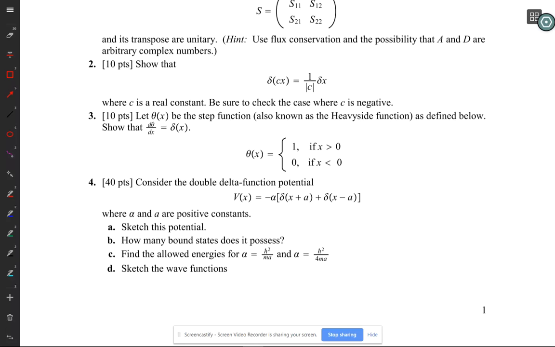So in the global scheme of things, we need to first think about what the Heaviside function looks like. It's 0 here and 1 there. So how do we show that the derivative of that is the delta function?